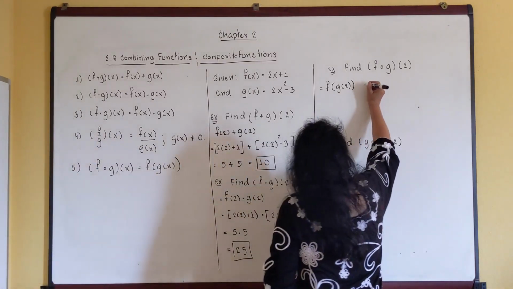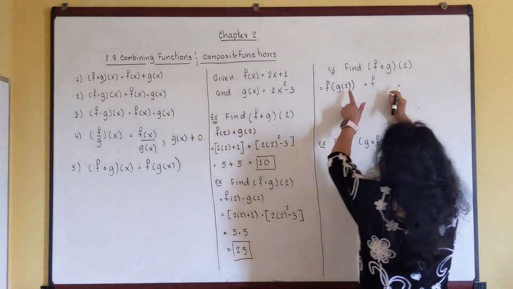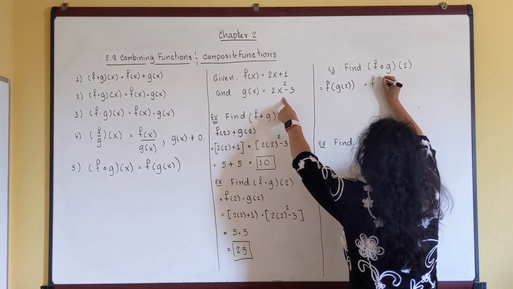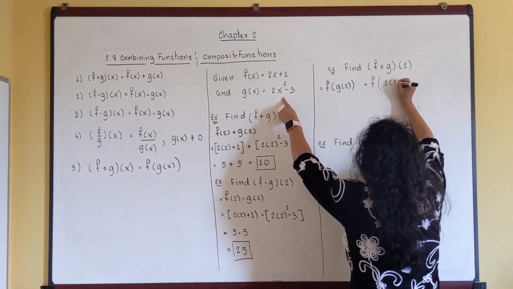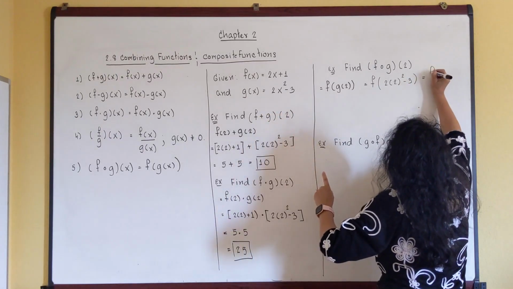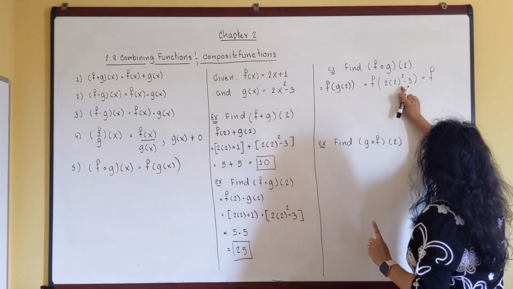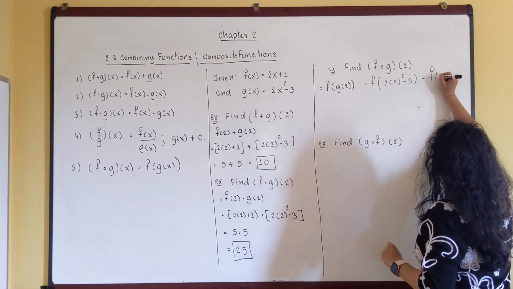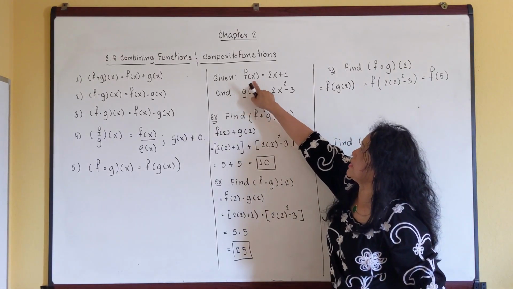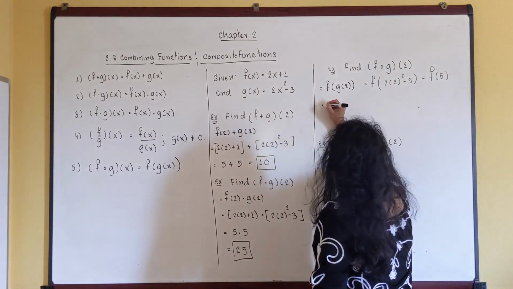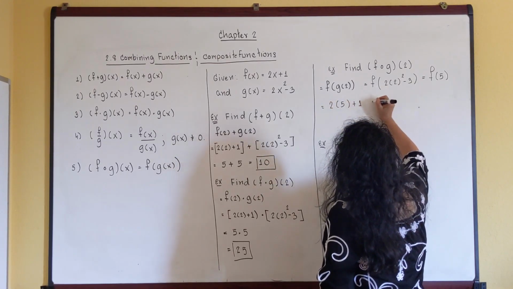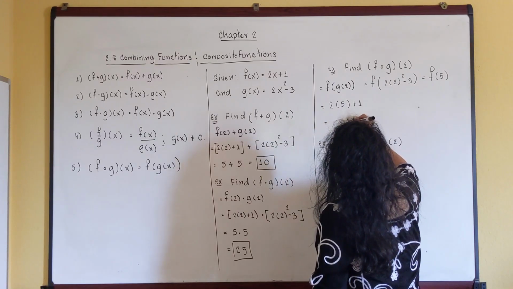So I'm going to have f. I'm going to go to my g function, which is this one. I'm going to replace all the x by 2. So I'm going to have 2 squared minus 3, which is f. 2 squared is 4. 4 times 2 is 8. 8 minus 3 is 5. Now I have f of 5. I have to go to the f function, replace all the x by 5. So I'm going to have 2 times 5 plus 1, which is 11.